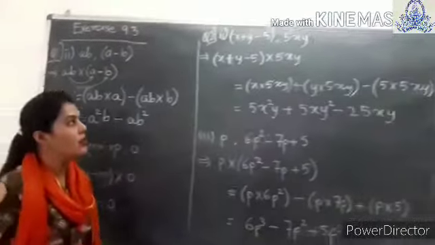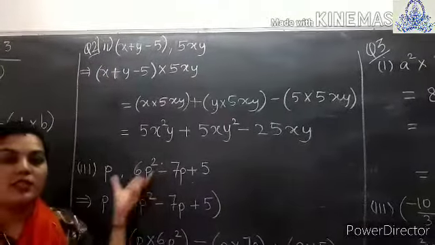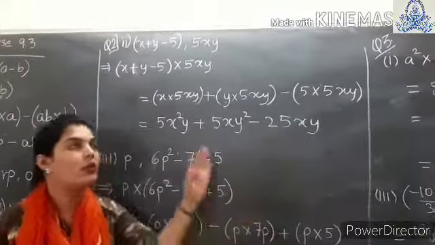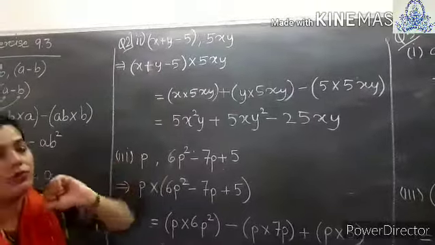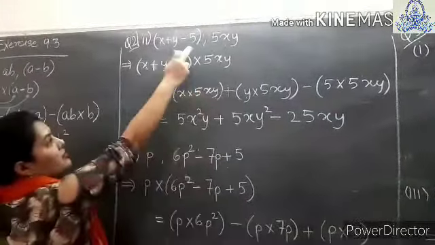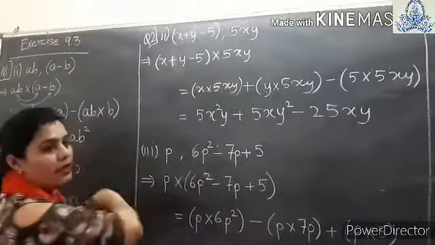Now come to question number 2. In question number 2 there is a table: first expression, second expression and the product. I have not drawn the table here, so I have just written the polynomials. See, this is a trinomial, this is a monomial. 3 terms are there and here 1 term is there. We have to multiply this.